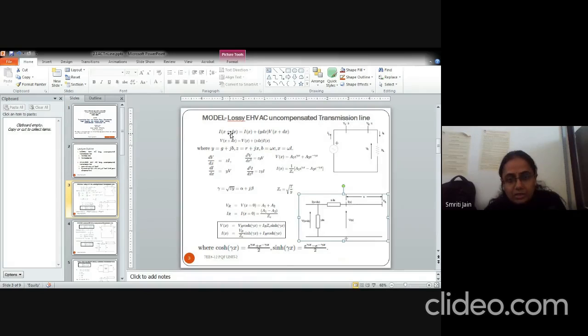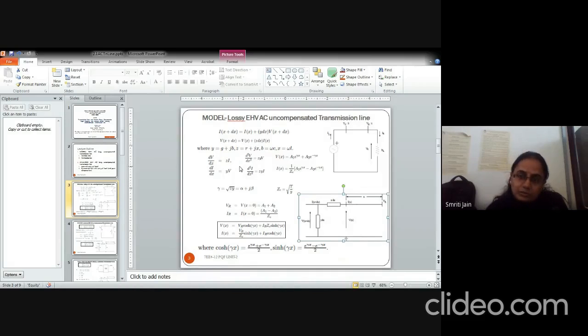You will apply KCL for determining Ix plus dx. At this point, if you apply KCL, Ix plus dx will be equal to the sum of these two outgoing currents. This current will be Ix, and this current will be the voltage, that is Vx plus dx, multiplied by the admittance Ydx. Similarly, if you apply KVL in this loop, you will get Vx plus dx as Vx plus this drop, Zdx, into the current Ix.